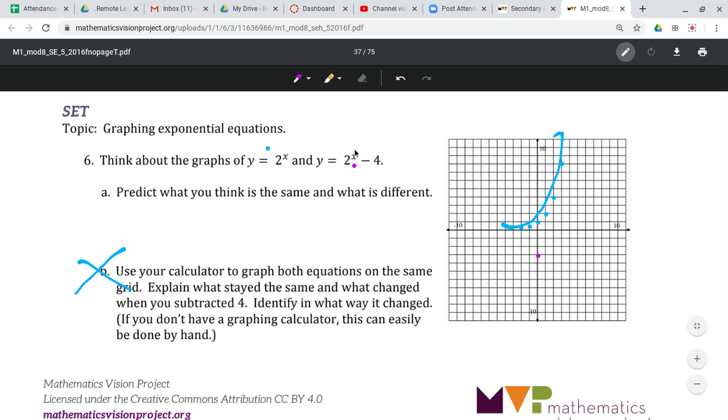Now, 2 to the first power is 2. 2 minus 4 is going to give us negative 2. 2 to the second power is 4. 4 minus 4 is 0.